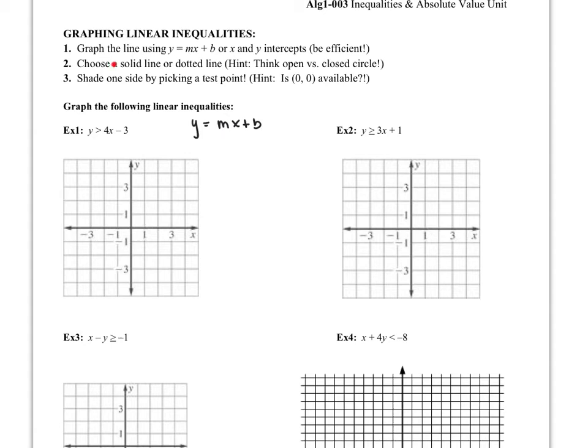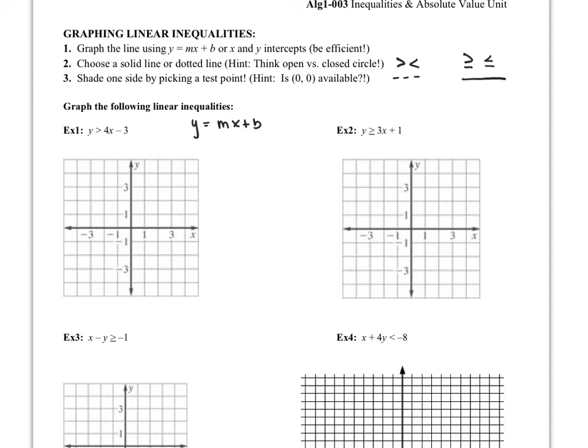Then I'm going to choose a solid line or a dotted line, similar to how I choose an open circle or a closed circle. So what that means is that if the inequality is greater than or less than, we're going to choose a dotted line, and if it's greater than or equal to or less than or equal to, we're going to choose a solid line. Then we're going to shade one side by picking a test point, and hopefully we can choose the point (0, 0). If not, we can choose something else.